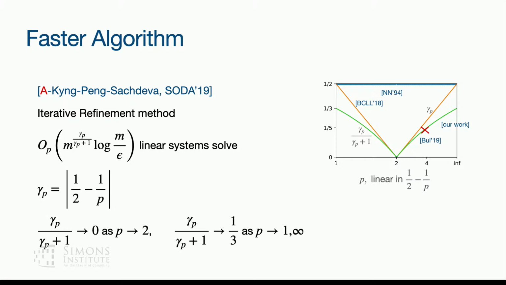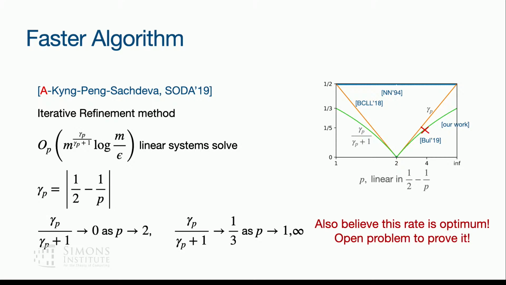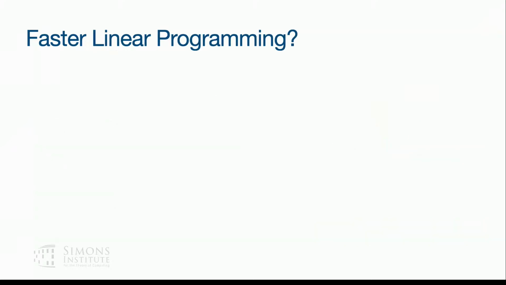There's also this work by Bullens in 2019, which obtains this faster rate for p equals 4, and that's based on a completely different set of techniques, more optimization based, and I'll get into how we get these rates. And we also believe this rate is optimum, though it's still open to proof. So given that you can only solve linear systems, we believe this rate is optimum. And in some contexts, they have proven a lower bound, which I will get to a little later in the talk, but not in this exact model.